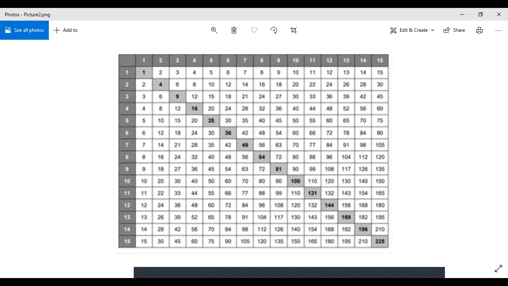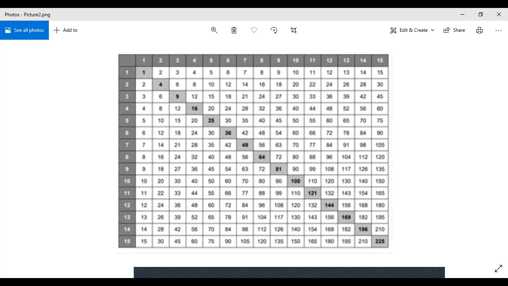Let's say I ask you to please find the product of 2 cross 2. 2 cross 2. So the product is 4. If I ask you to please find the product of 8 cross 7, you will move from here 8 and then you will stop till 7. There is the answer. 8 cross 7 is 56.